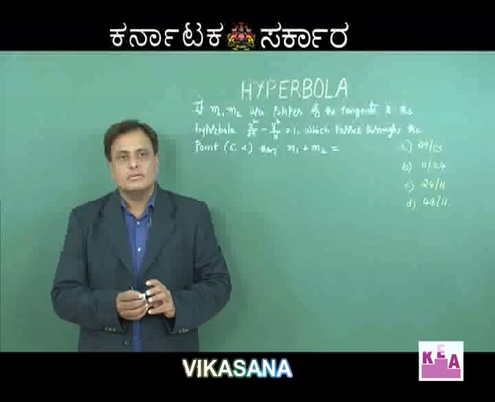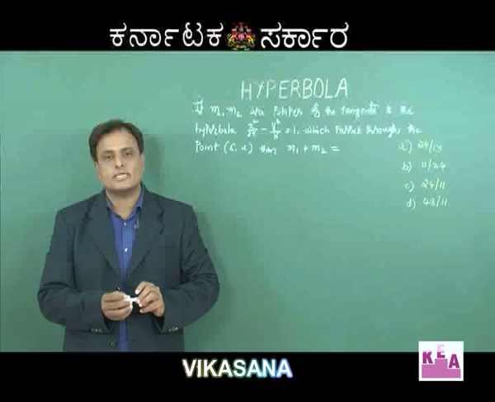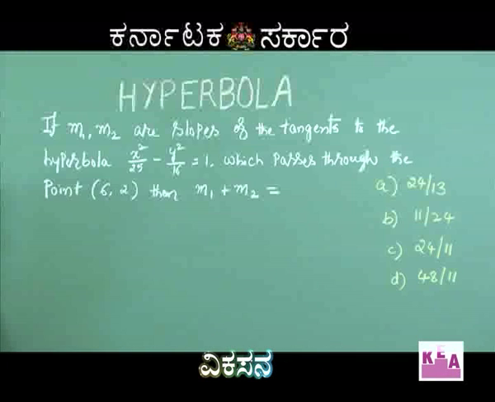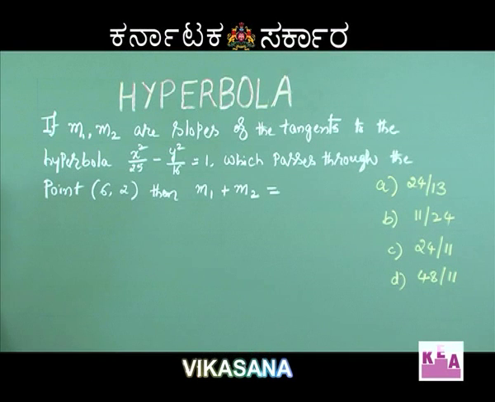Dear students, now we are going to discuss some basic examples on hyperbola. Let me read the first question. If m1 and m2 are the slopes of the tangents to the hyperbola x square by 25 minus y square by 16 is equal to 1, which pass through the point (6, 2), then m1 plus m2, that is the sum of the slopes, is equal to. Options are: option A 24 by 13, option B 11 by 24, option C 24 by 11, option D 48 by 11. So, it is a bit typical example.